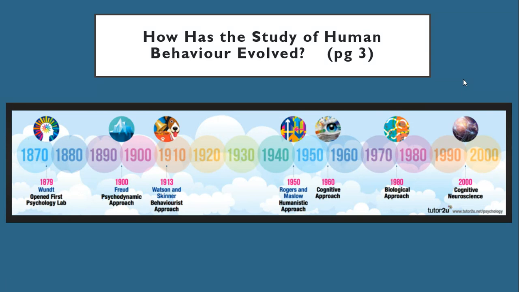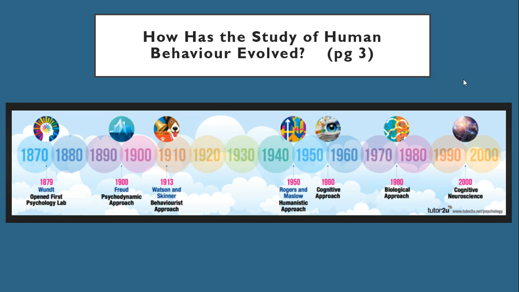So this is showing you all the different approaches and the order in which they happened, showing you how psychology has developed over time. So you've got Willem Wundt with the first psychology lab in the 1870s. So that is the origins of psychology. And then you've got the different approaches coming into play.